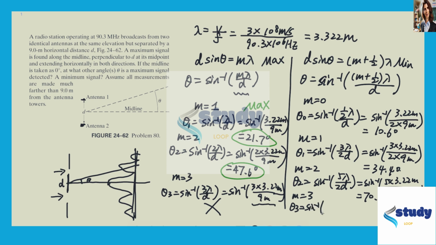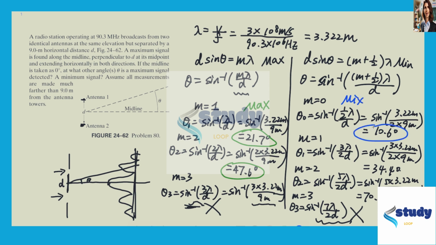We can plug in the numbers to try it out, but we can also observe that for arc sine of 3 lambda over d, 3 lambda over d is already larger than 1. Now we have 7 lambda over 2d, which is 3.5 lambda over d, so it will be even larger than 3 lambda over d. We can be sure that this one will not have any solution, and so is the case for any larger m. So for the minimum, we have 3 possible solutions. We have 3 angles at which we can observe the minimum.